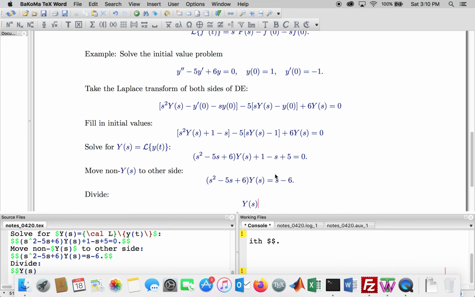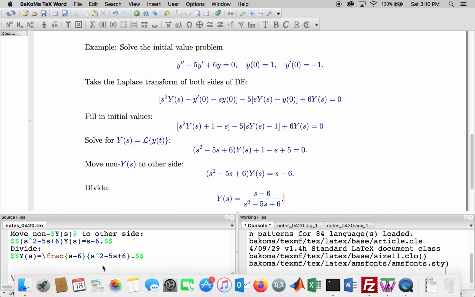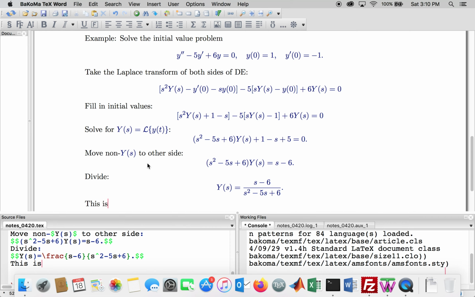So this is how it works every time, even if it's a non-homogeneous DE, which we'll see toward the end of this lecture, where we'd have something over here. But whatever terms we get that are not multiplying Y of s, get them all on the right side, wherever they come from. So the Laplace transform of our solution is s minus 6 over s squared minus 5s plus 6.